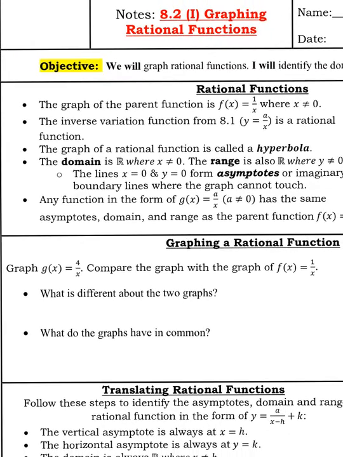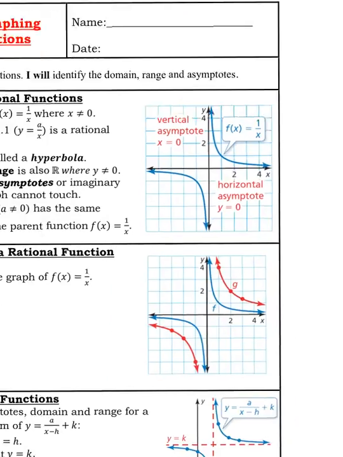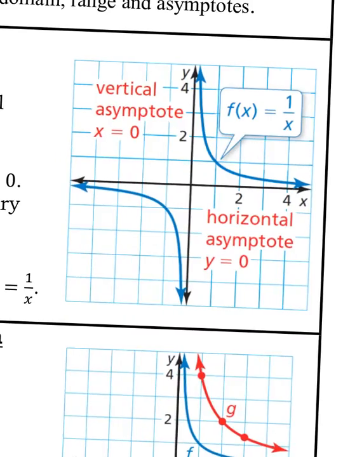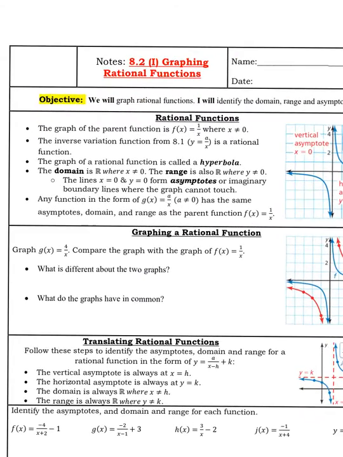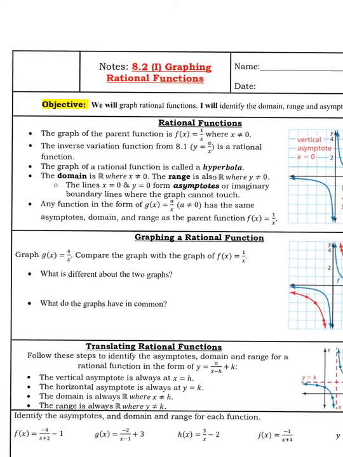The inverse variation function, I already said that. The graph of a rational function is called a hyperbola, so that's what this graph is called. The domain is all real numbers where x can't equal 0, and the range is all real numbers where y can't equal 0, because of those asymptotes that I just talked about.